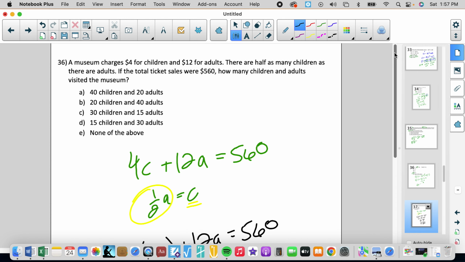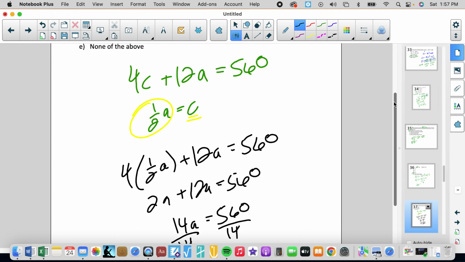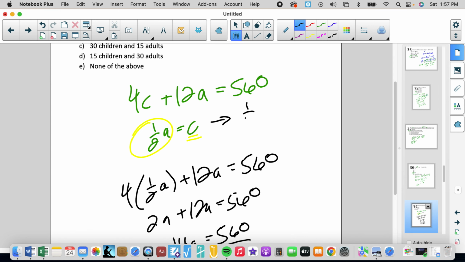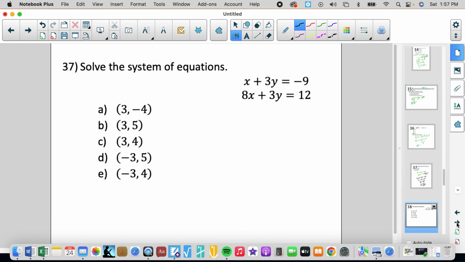Let's check. 40 adults. It could be none of the above. Yeah, I guess they could change, right? So let's plug it in. There are 40 adults. How many kids? 20 kids. Does that coincide with B? Yeah. So they could give you 30 children and 40 adults, giving you the right adults but wrong kids. So be careful on that. That would be mean-spirited, but it's okay if they want you to balance speed with accuracy.